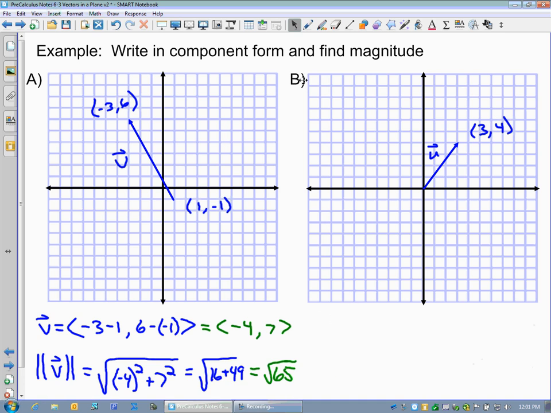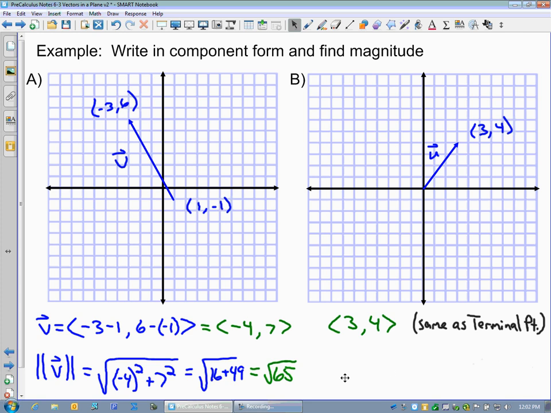Alright, for part B, we're going to do the same thing, but this time our vector is in standard position. We're going to see this turns out to be a lot easier. If our vector is in standard position, then the initial point is 0, 0. So for our difference here, it would be 3 minus 0 and 4 minus 0. So we're just going to get the same in component form. The vector is going to be the same numbers as that terminal point. And this is going to happen anytime your vector is in standard position.